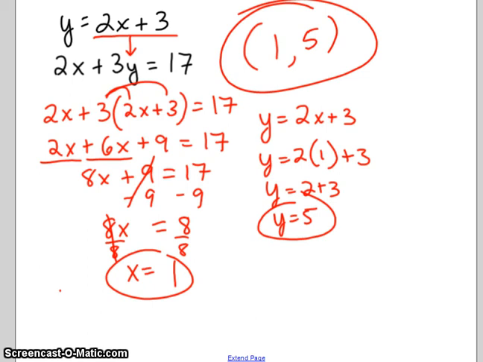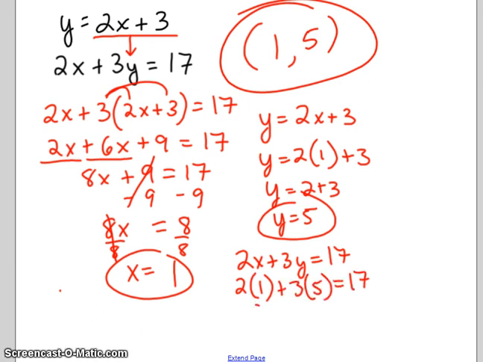Want to double check it? 2x plus 3y equals 17. Plug in 1 for x. Plug in 5 for y. And we have 2 plus 15 equals 17. Yeah, that makes sense. Okay, time to practice.